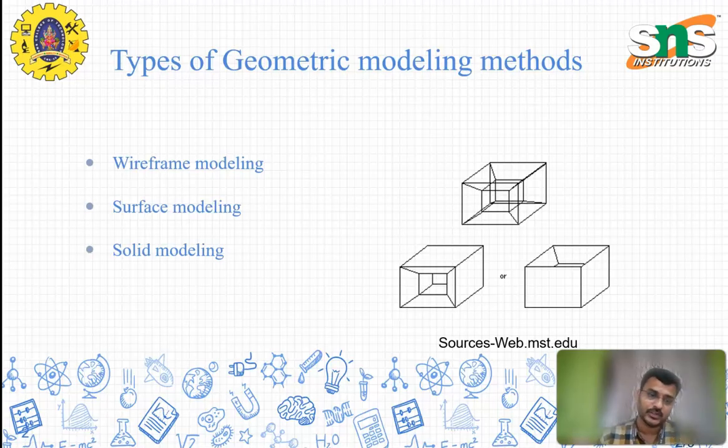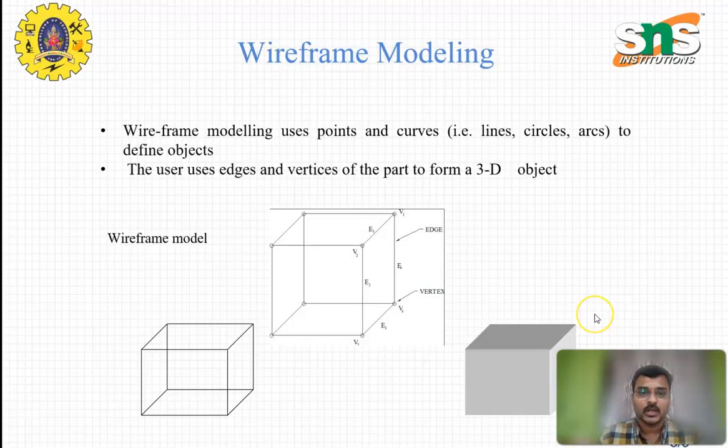edges will be considered. Surface modeling is based on the top or bottom or side of the model to be considered. Solid is a whole cube or sphere or whatever the model will be, considered for the modeling. Wireframe modeling uses points and curves. As I told, the lines, circles, arcs to define the objects.